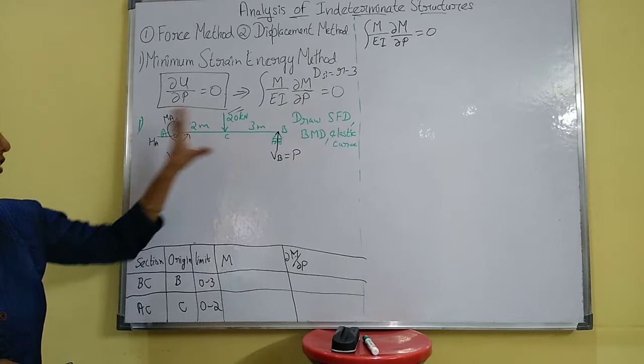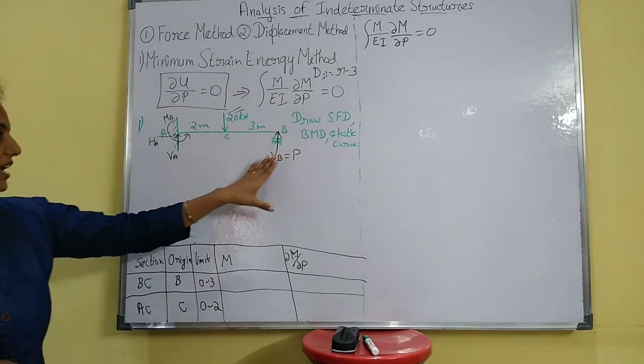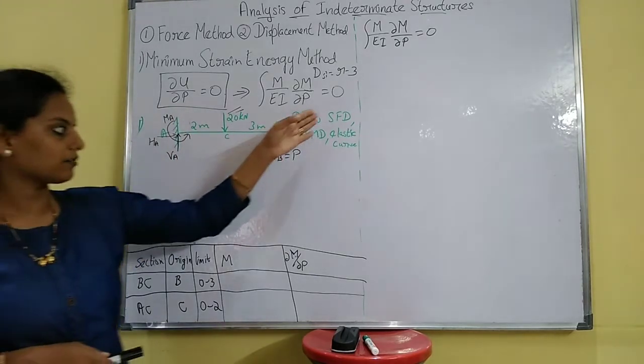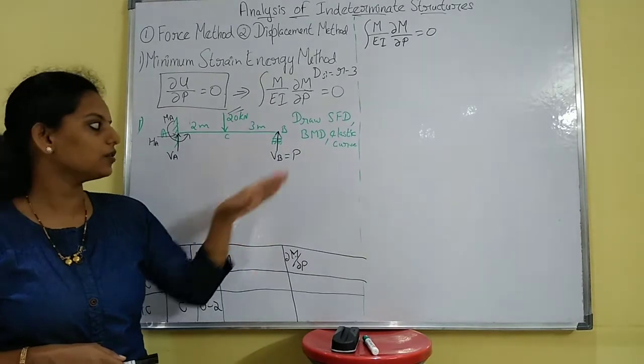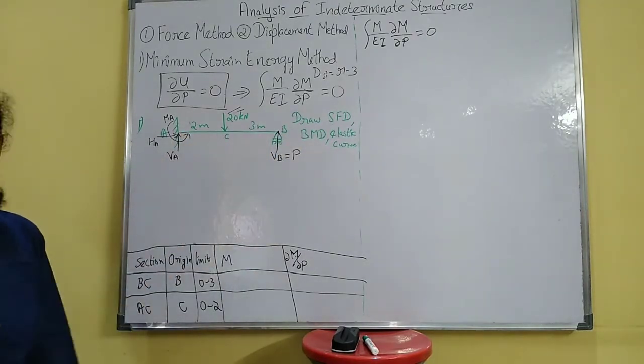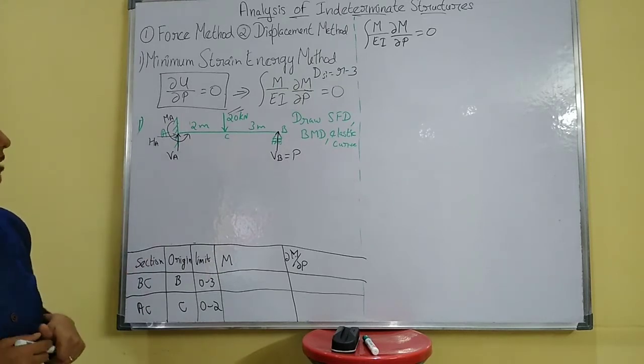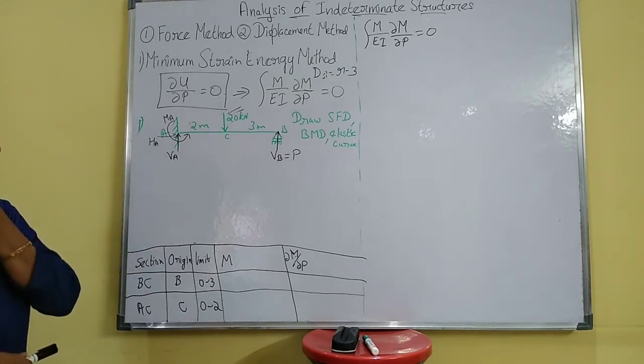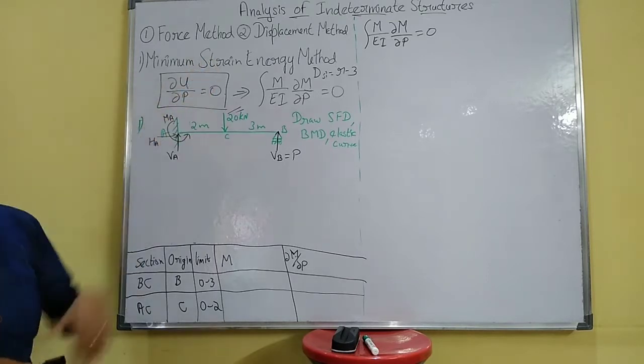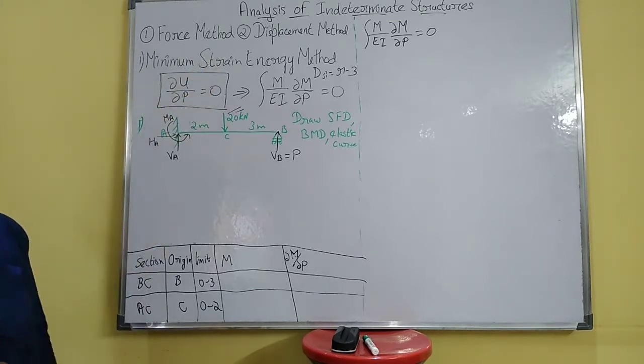Then once you find the reactions, find out the SFD and BMD values, substitute, and draw the SFD and BMD. So this is the procedure to follow for the minimum strain energy method. You will be clear while solving the problem.